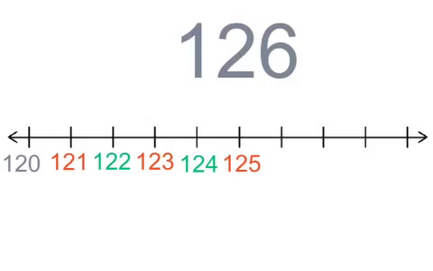What color will 126 be today? If you said green, you're right. 126 is an even number because it ends in 6. Let's write 126. Here's 126. Now let's put it on the number line. Do you know what number days of school it will be tomorrow? We'll see if you're right tomorrow.